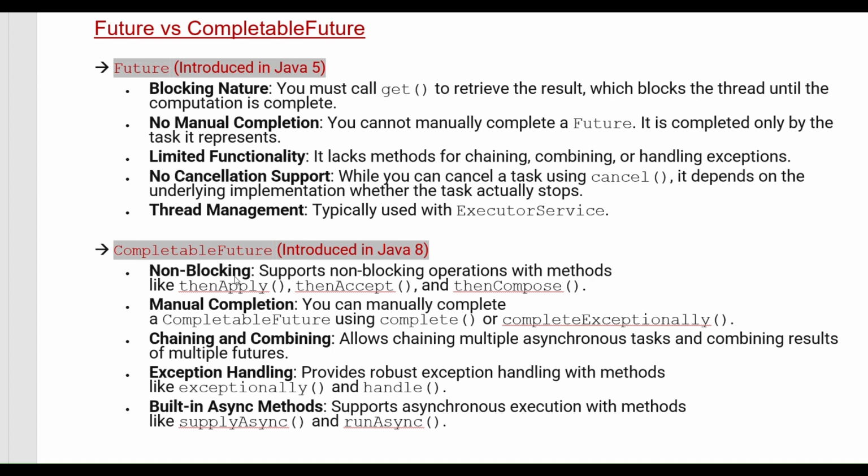These are the advantages of CompletableFuture over Future. It is non-blocking, and we can perform non-blocking operations via methods thenApply, thenAccept, and thenCompose. Manual completion is possible by using the methods complete and completeExceptionally. Chaining and combining is possible, allowing multiple asynchronous tasks to run fluently, and exception handling is robust via the methods exceptionally and handle. Built-in async methods are supported, like supplyAsync and runAsync.